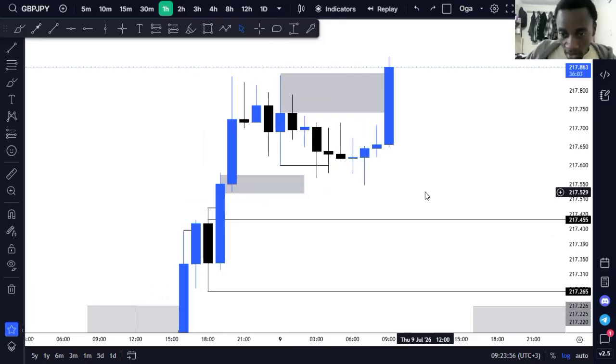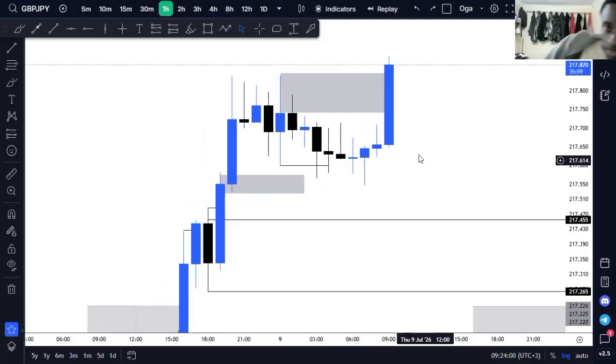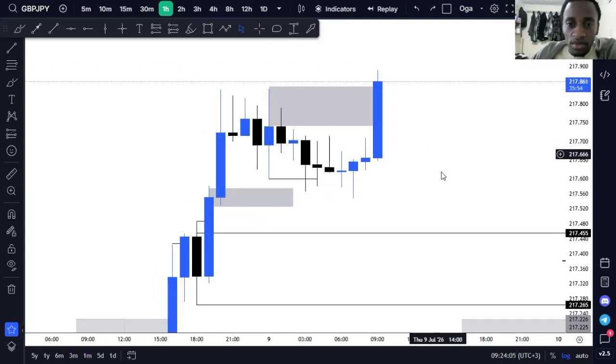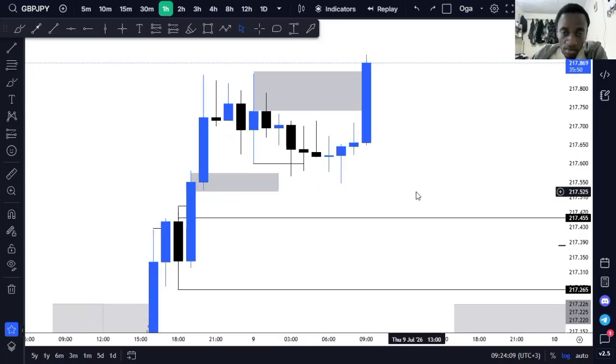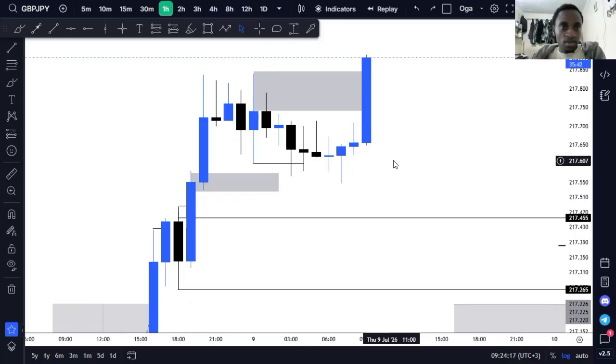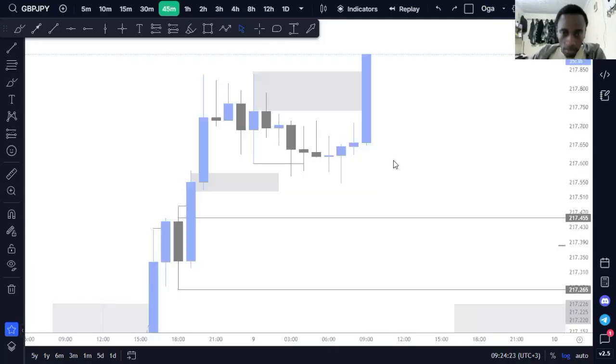Oh, it's 9:23. Maybe there's news for GBPJPY, because usually, I haven't checked, but usually we have pound news mostly at 9 a.m. So that's the market structure on 1 hour. Let's check on 45 minutes.